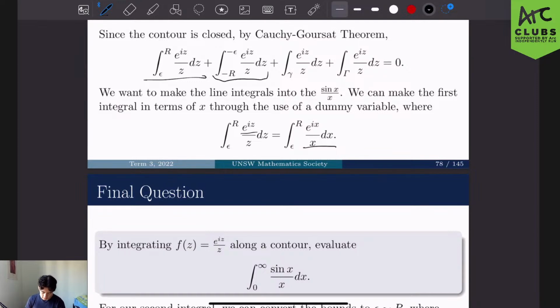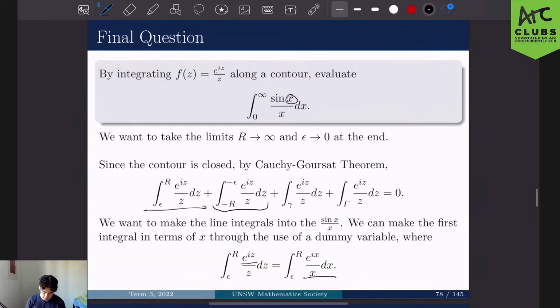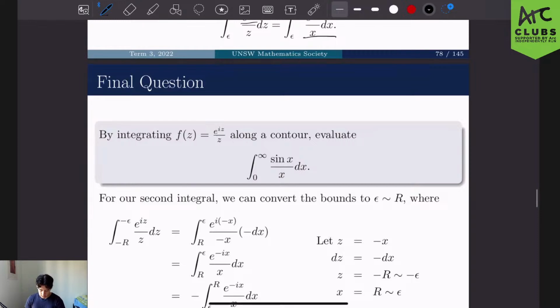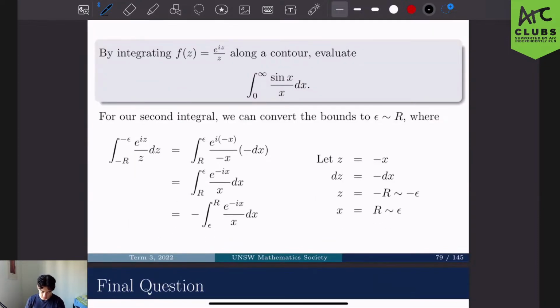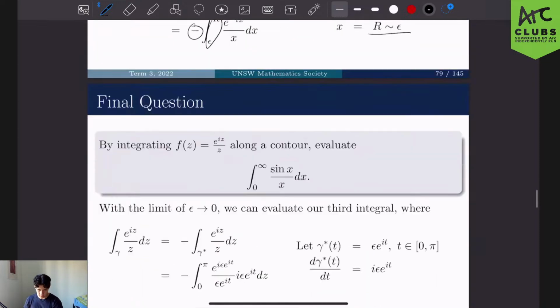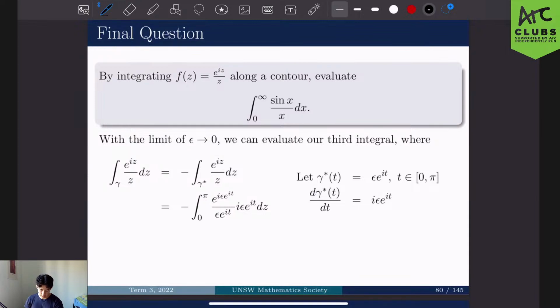Next, we deal with the second one. Looking at our bounds, we want the bounds to be the same as the first one, so we'll have to change that. Instead of substituting z equals x, we can substitute z equals negative x. This is a simple substitution: differentiate both sides and find the new bounds. Then we flip the bounds by taking the negative, and that gives us what we want. So we move on to the third integral.